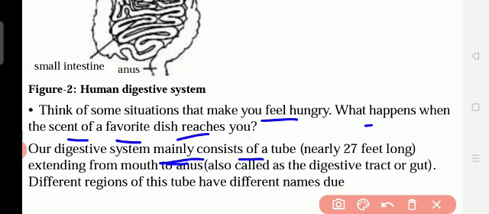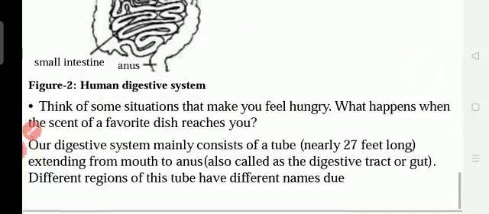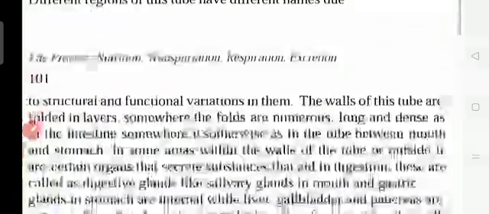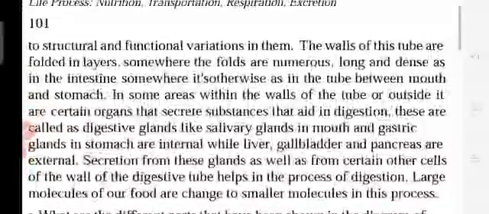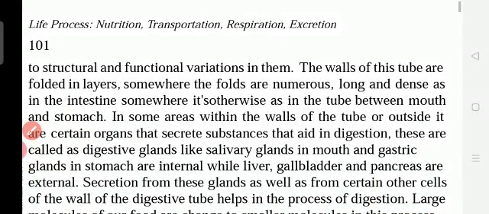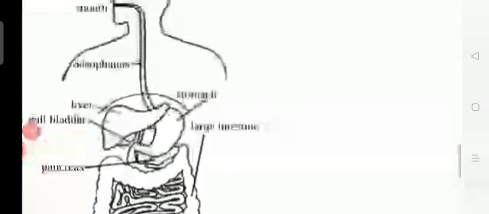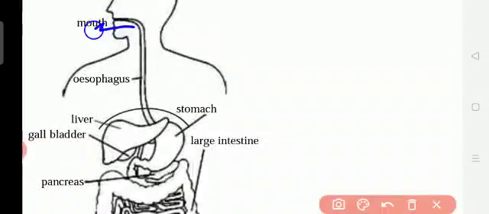The digestive system mainly consists of a tube extending from mouth to anus. We have different names due to structural variation, different functions and different shapes. What are the parts? When we see here, it starts with the mouth. Digestion starts in the mouth and ends in the small intestine.